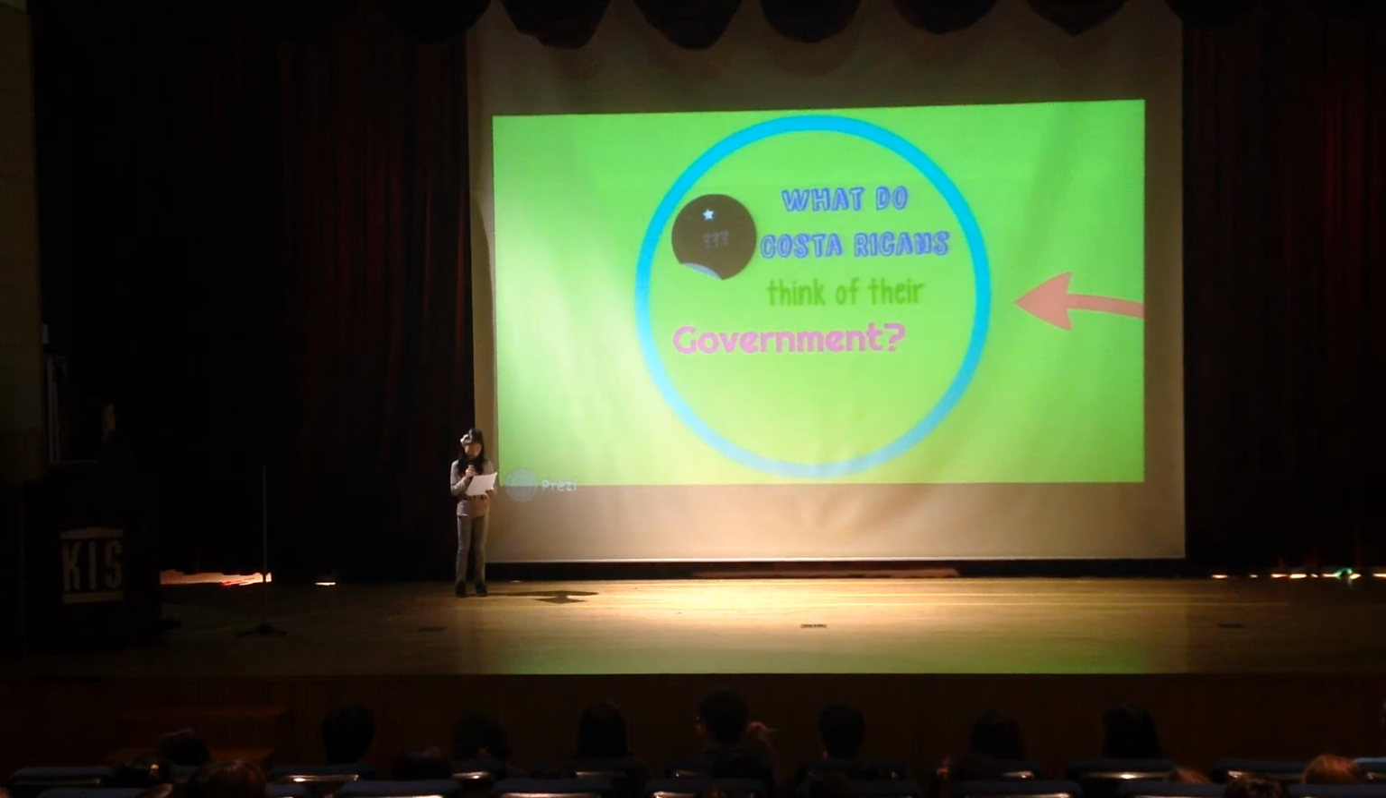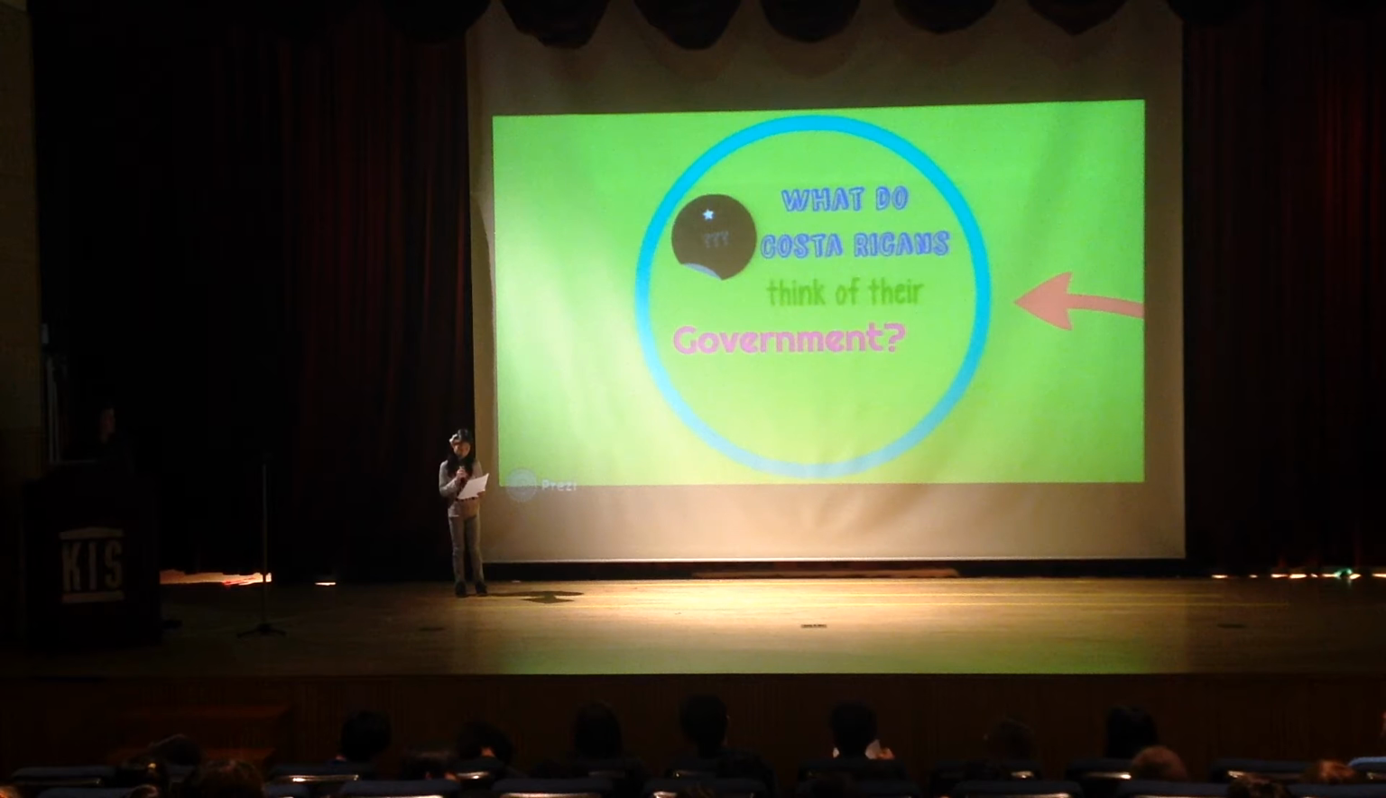Big question, what do Costa Ricans think of their government? Well, first of all, people do like their government. They like their government because they're able to vote, they have freedom, they have protection of human rights from the Constitution.